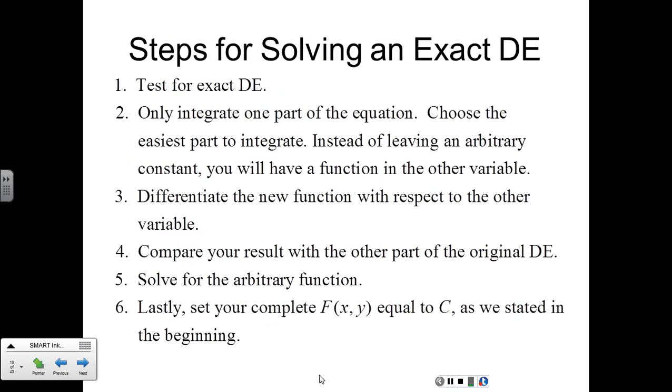We want to first test for an exact dE. Only integrate one part of the equation. Choose the easiest part to integrate. Instead of leaving an arbitrary constant, you'll have a function in another variable. Differentiate the new function with respect to the other variable. Compare the result with the other part of the original dE. Solve for the arbitrary function. Lastly, set your complete f of xy equal to c, as we stated in the beginning.